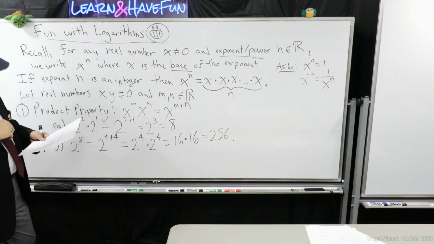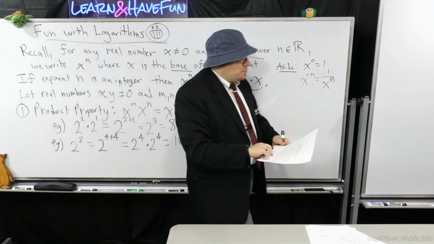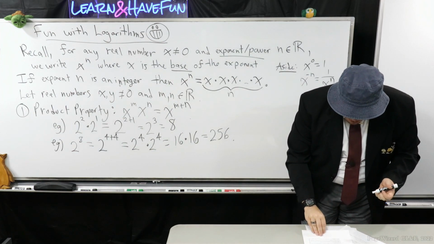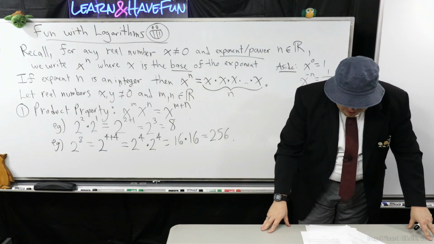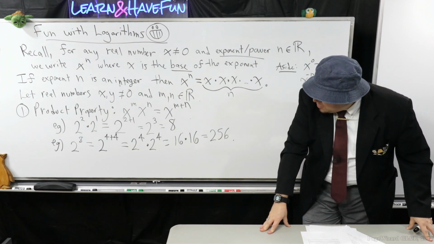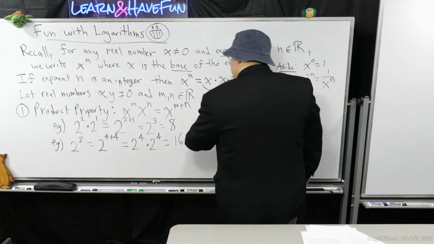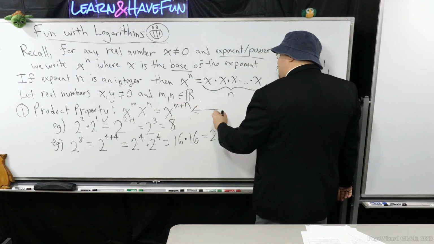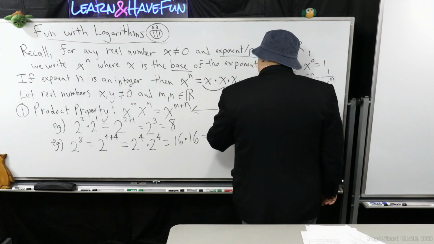That's just how you can use this product property. I'm not going to prove this property here. I'll give you an example of a proof for one of these properties as we come up. The big thing that I really want you to notice here is that if you have two of the same base, you add the exponents.